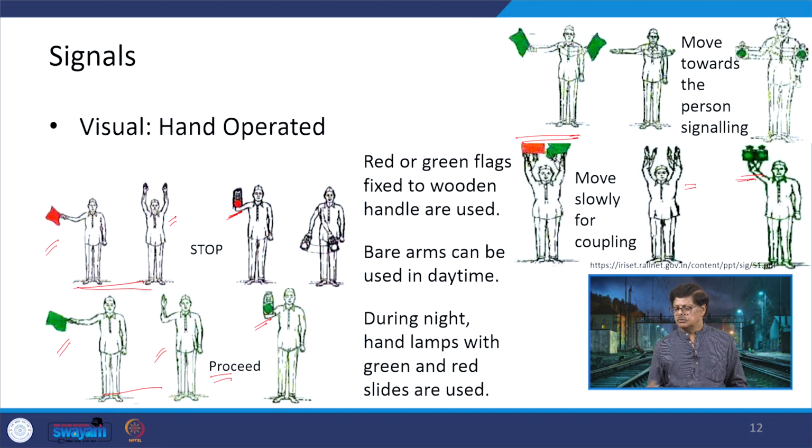Similarly, here also what we are doing is we are using a lamp with a green light and we are showing it in this form, and when it is rotated this way, it gives an indication to the loco pilot. These red or green flags are fixed on wooden handles. So, the bare arms can be used in daytime. During the night time, hand lamps with green and red slides can be used. So, these are the hand lamps which we have talked about here.